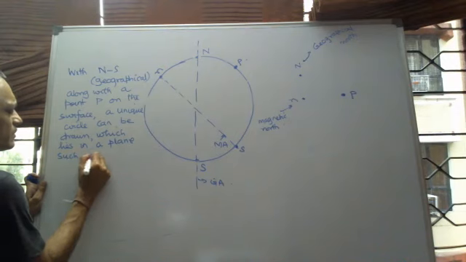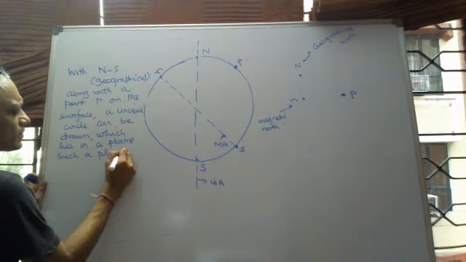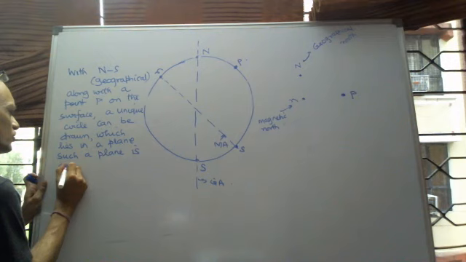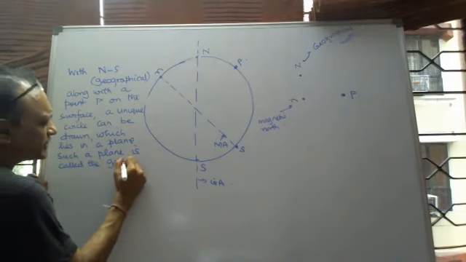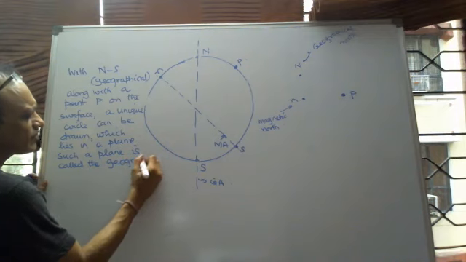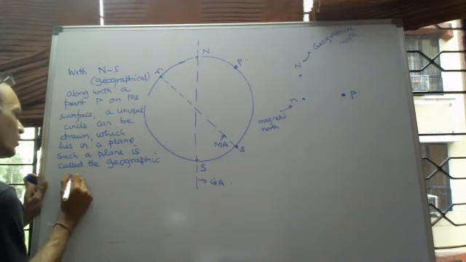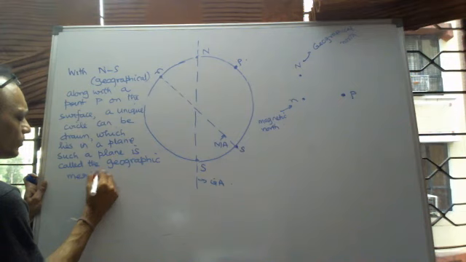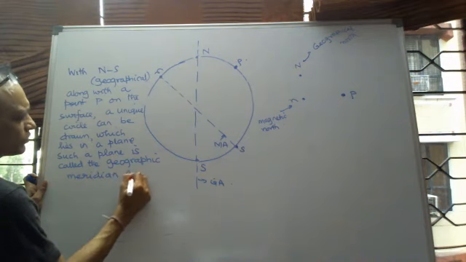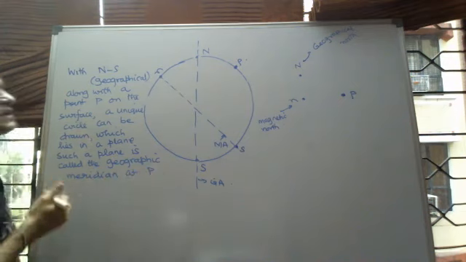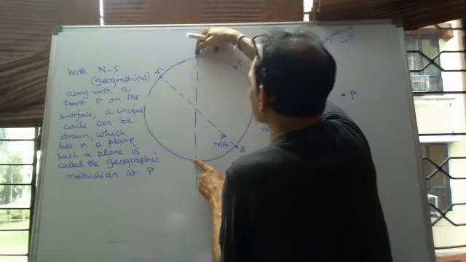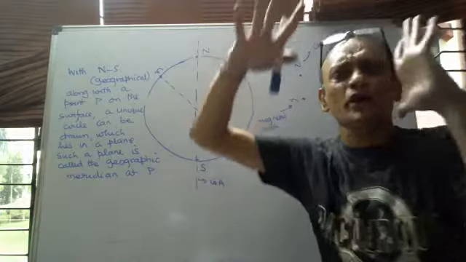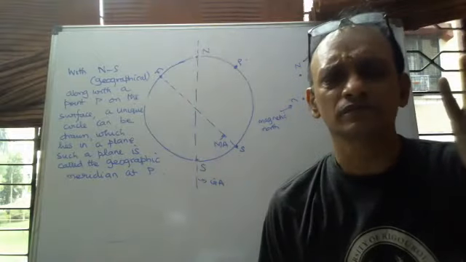Such a plane is called the geographic meridian at P. समझ गए क्या? एक ऐसा प्लेन बनाओ which passes through NS and P. 3 पॉइंट से प्लेन यूनिकली डिटरमिन हो जाए.